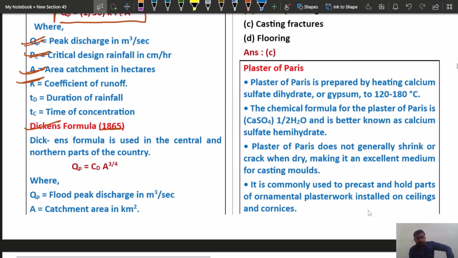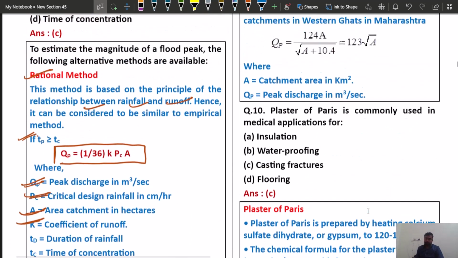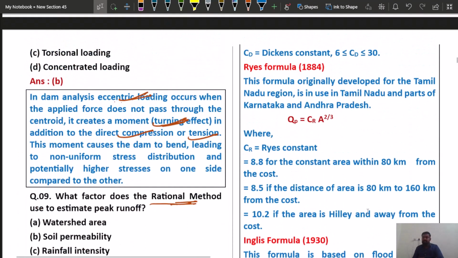Dicken's formula is used only in the central and northern parts of the country, and the formula is QP equals CD into A to the power 3 by 4, where QP is the flood peak discharge, A is the catchment area, and CD is the Dicken's constant, which ranges from 6 to 30. Another method is Ryves formula.